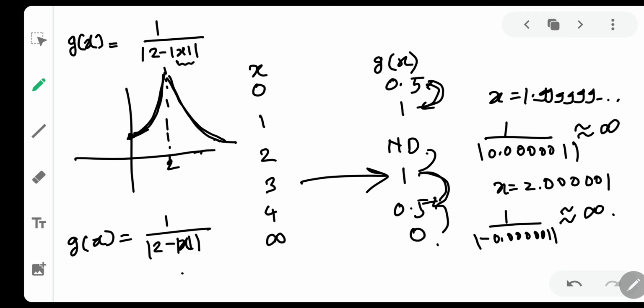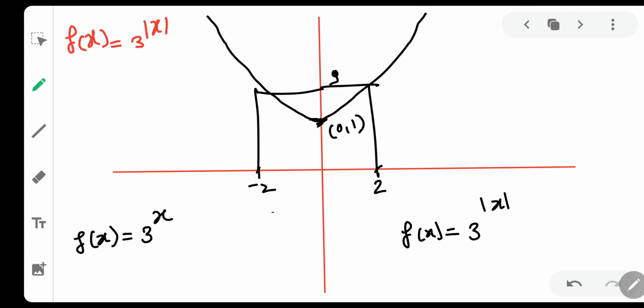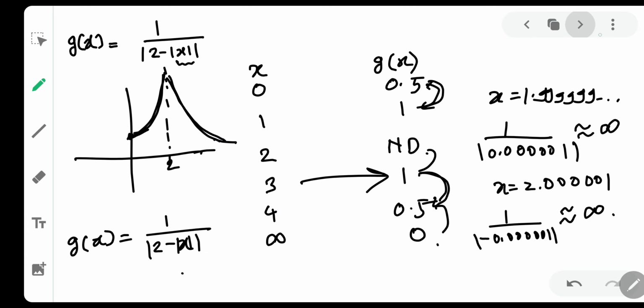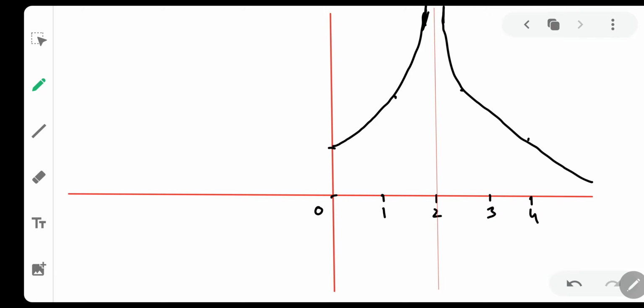Whatever the negative values give me as the answer, the same values apply for positive. It means the same graph is going to be copied, right? Same graph I'll have to copy. So let me say over here -2.